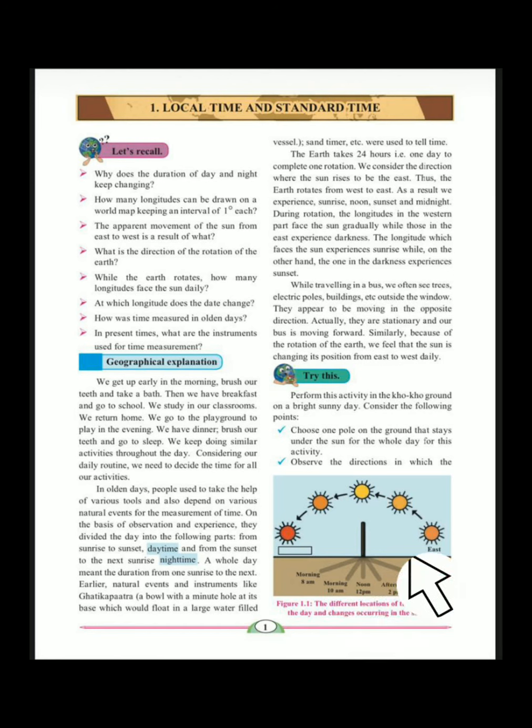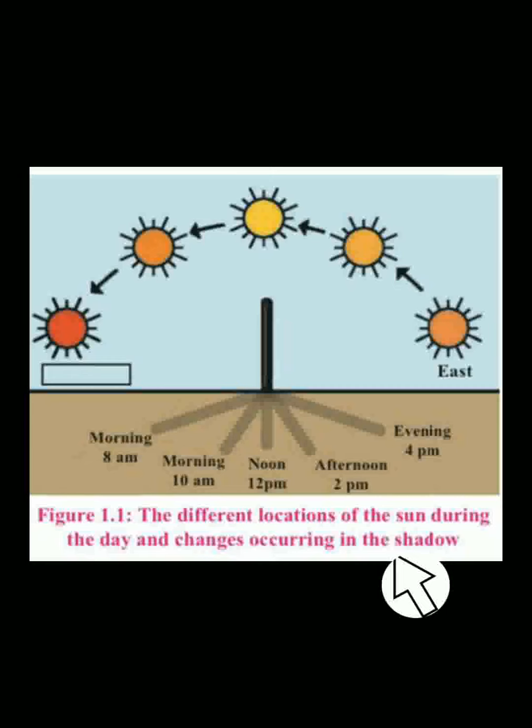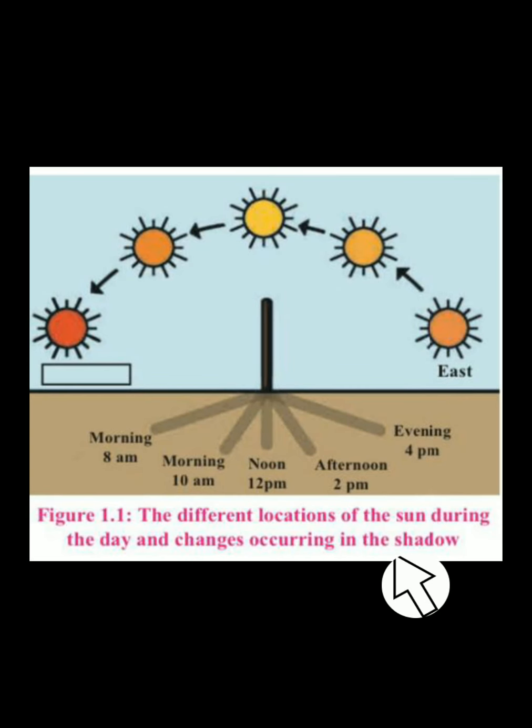And then we had discussed this figure 1.1. So students, basically in this figure we were trying to see and understand the various effects of the sun apparently moving from the east to the west. So what are the various effects, and effects on what? On this pole that is put in the middle of an open ground.